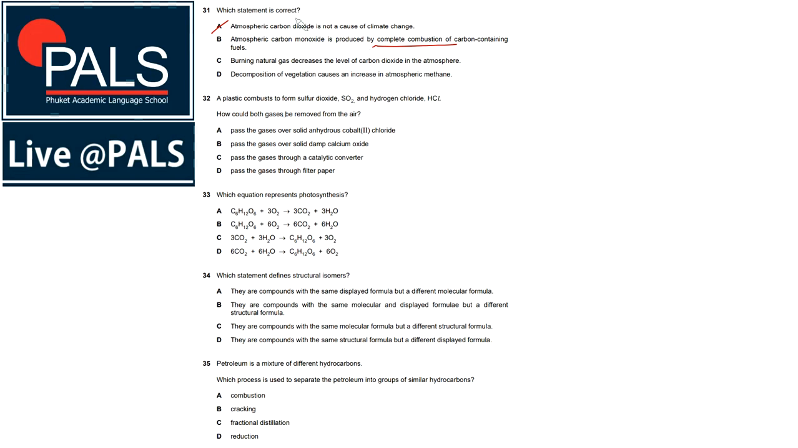Oh, which statement is correct? Just a moment. So that means this is wrong, because complete combustion always produces carbon dioxide by definition. Complete combustion means everything is completely oxidized, including the carbon. So not carbon monoxide. Burning natural gas decreases the level of carbon dioxide in the atmosphere. This is wrong.